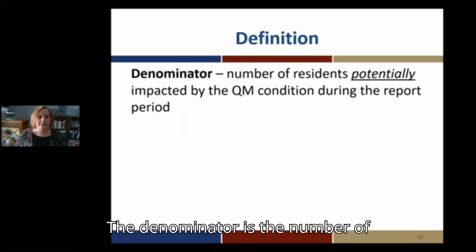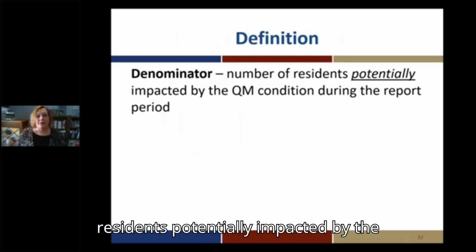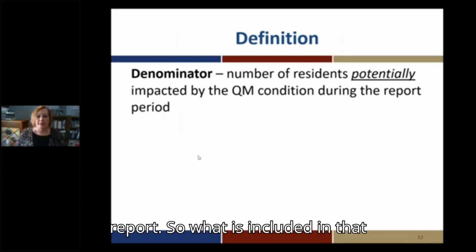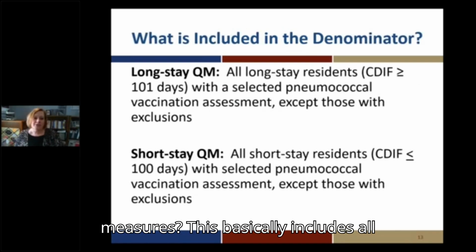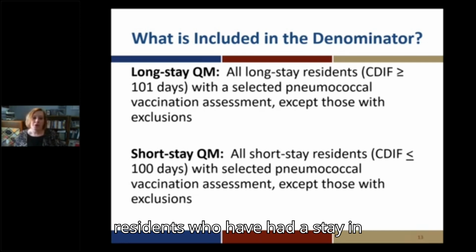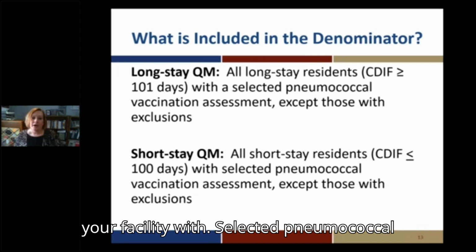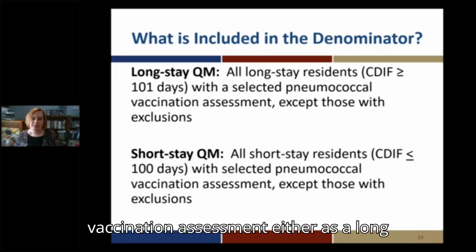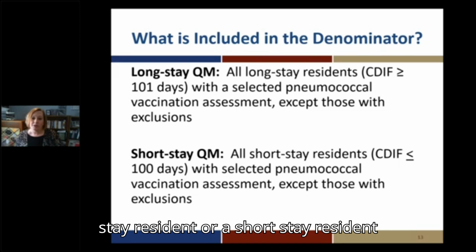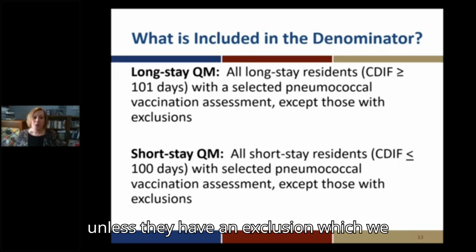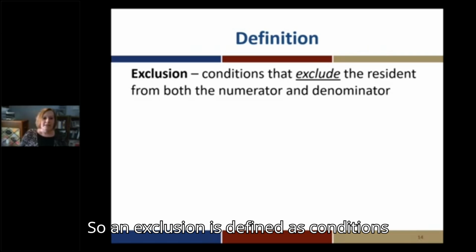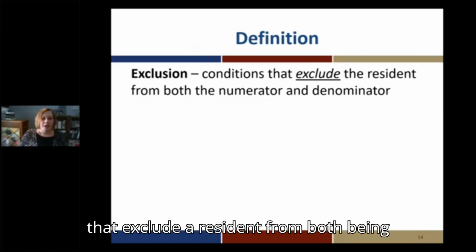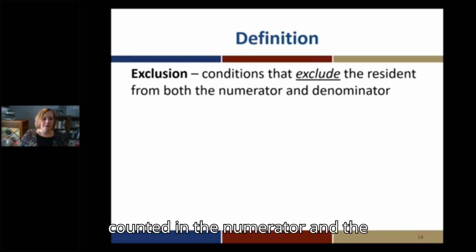The denominator is the number of residents potentially impacted by the quality measure condition during the report period. So what is included in that denominator? For the pneumococcal quality measures, this basically includes all residents who have had a stay in your facility with a selected pneumococcal vaccination assessment, either as a long stay resident or a short stay resident, unless they have an exclusion, which we will look at on the next slides. So an exclusion is defined as conditions that exclude a resident from both being counted in the numerator and the denominator.